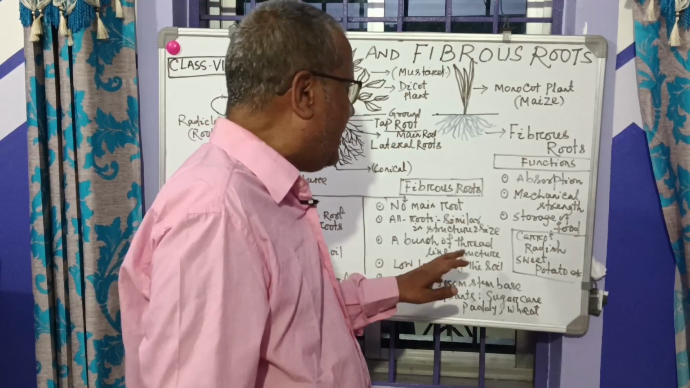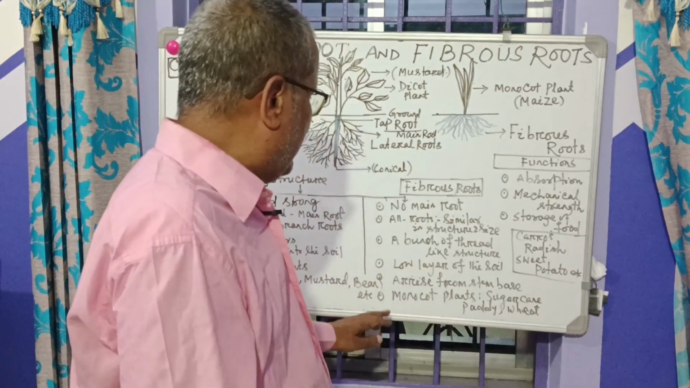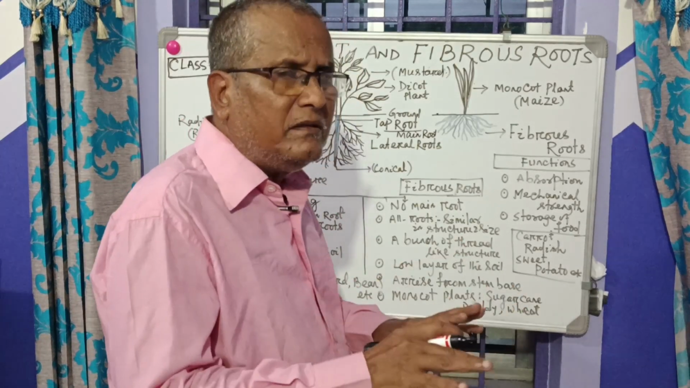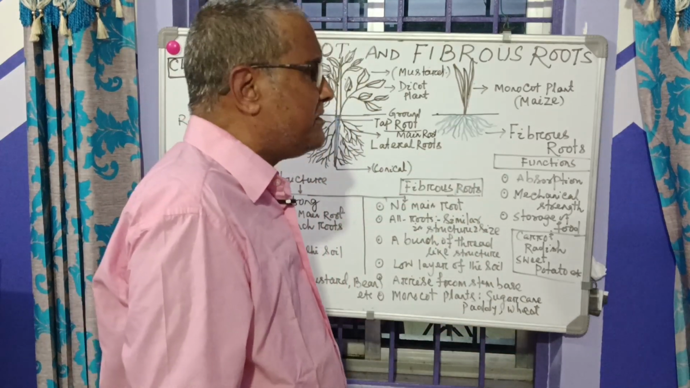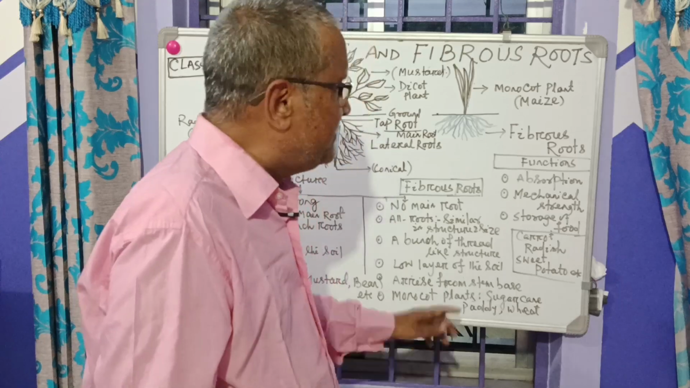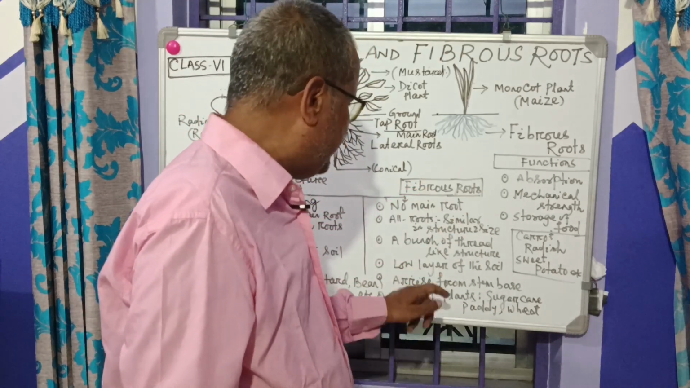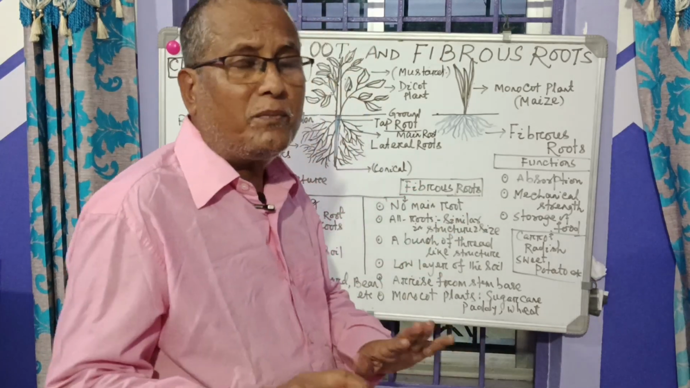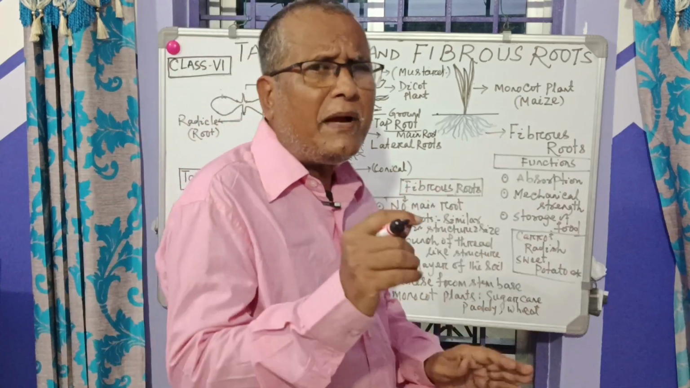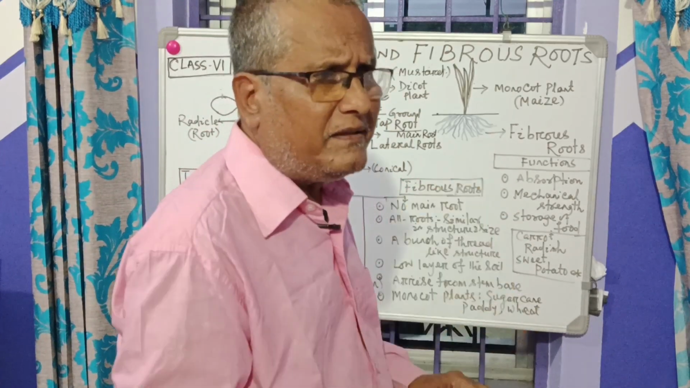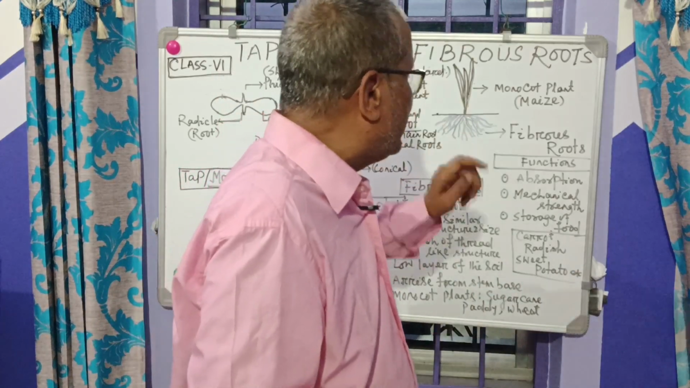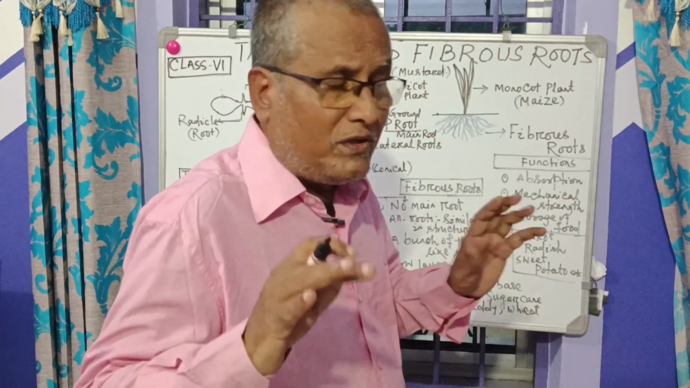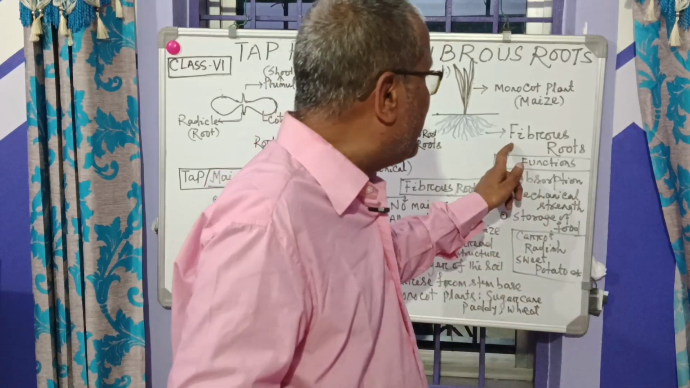We have written here that they spread in the low layer of the soil and arise from the stem base. This type of root system, the fibrous root system, is found in monocot plants. They look like fibers, like threads, a bunch of fibers. That's why these roots are called fibrous roots.